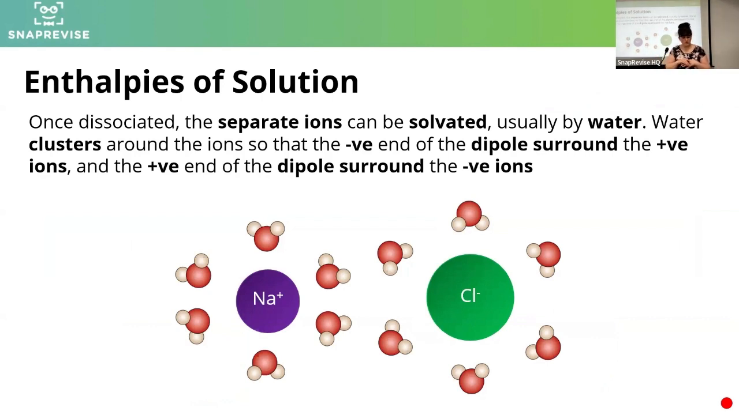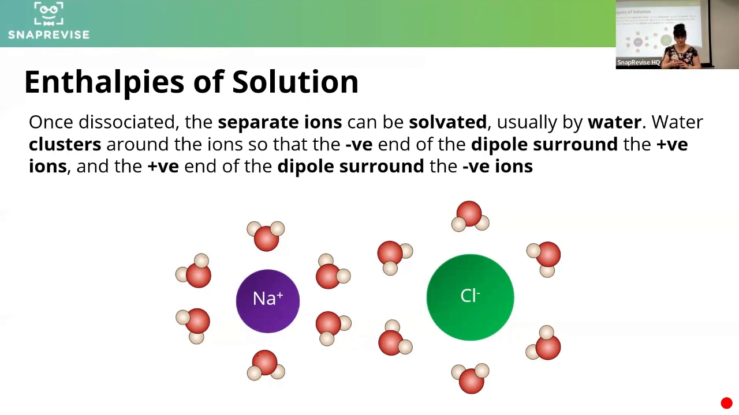Okay, and then what about the next bits? What's happening at the end once we've put things into solution? So once dissociated, once the bond between our ions has been broken and we've separated them, the separate ions can be solvated. That means put into solution. Solvated means that they have been surrounded by water, usually by water. That's true, actually. It doesn't have to be water, but we don't talk about the theory behind any other solvents in A-level chemistry. There's no reason why they couldn't apply your knowledge to a new solvent, but water is the main solvent that we use at A-level.